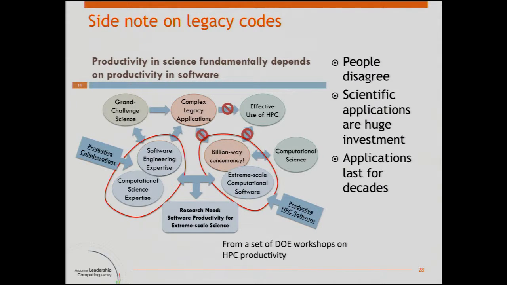But this is a chart I've seen in different flavors many times, where if you start talking about legacy codes and you're talking about billion-way concurrency and the kind of things you'll see at exascale, effectively using these machines is just not possible.